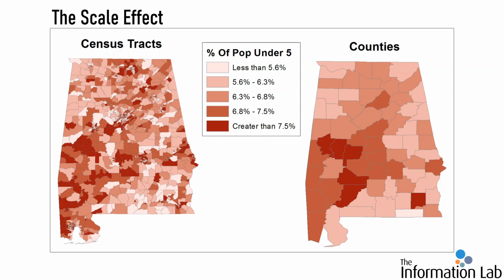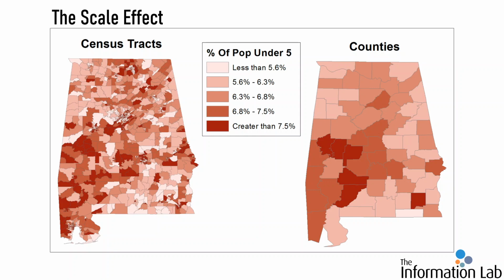In the first, we've got the population aged under 5 in Alabama. And the data on the screen is data from the United States Census. Census data is collected at the household level. So if we use the underlying data, the raw data, we'd be trying to show about 1.7 million points on the map because Alabama has about 1.7 million individual households.